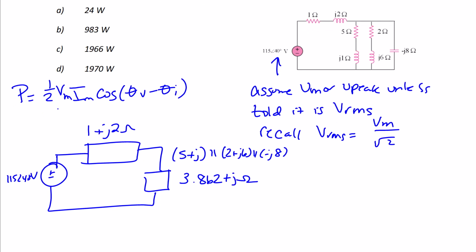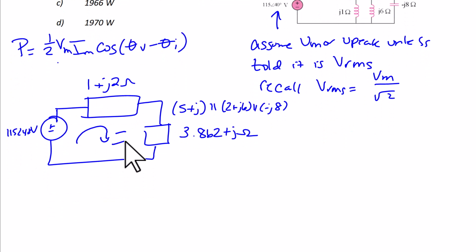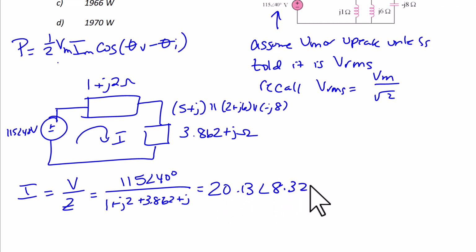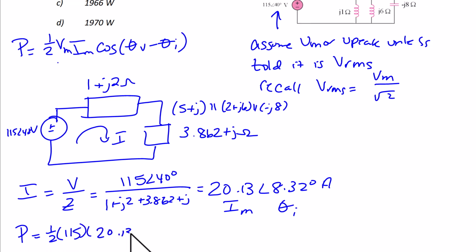So next we're going to define a clockwise current, and we are going to find the current through the loop, which is I is equal to V over Z. So 115 with an angle of 40 degrees divided by 1 plus j2 plus 3.862 plus j ohms, and we get that the current through the loop is 20.13 with an angle of 8.32 degrees, and the units are amps. That represents θI, and the magnitude is 20.13 for the current. So P is equal to 1/2 times 115 times 20.13 times the cosine of 40 minus 8.32.